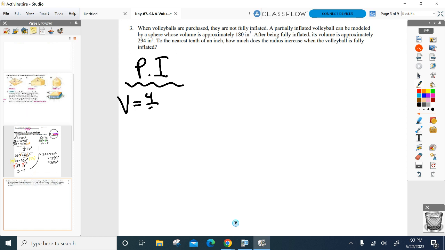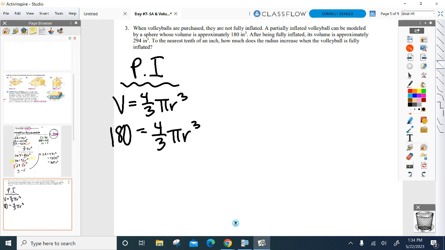It was 4/3 pi r cubed, right? So the partially inflated one has a volume of 180. I just want you to take notice of something, because this is, I think, the first time it's happened. What's not with the 180 that I could just cancel out like usual? Okay, so don't cancel out the pi on the right. You're going to have to get rid of it. You cannot just cancel and go, oh, I'm good. The 180 doesn't have one, so that doesn't work there. So go ahead, you and your group, find the radius of each and see how much it increases by.